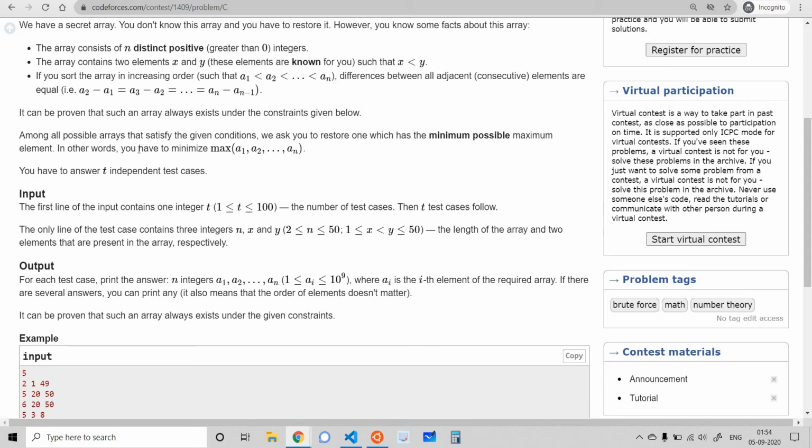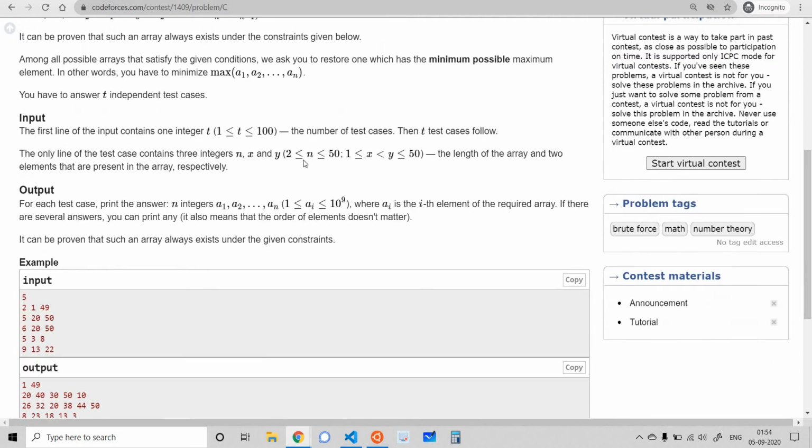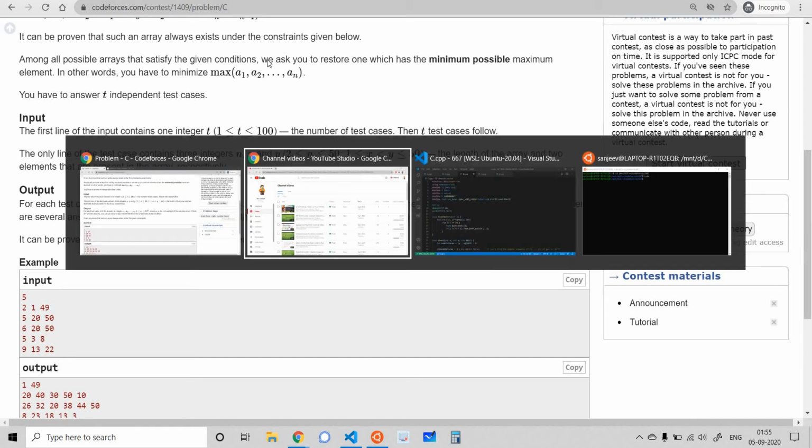Okay, and we need to find one such possible arrangement in which the maximum value of our array is minimized, that is, the last value of our list is the minimum possible. Here, as we can see, the ranges of n, x and y are pretty small, so it will not affect our solution. Let's see what we can do here.